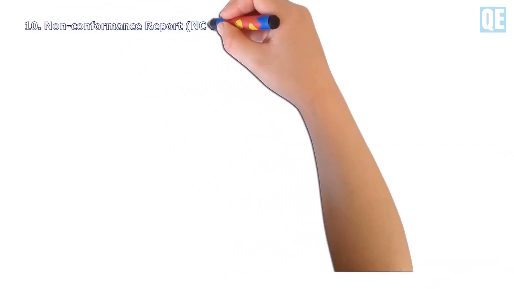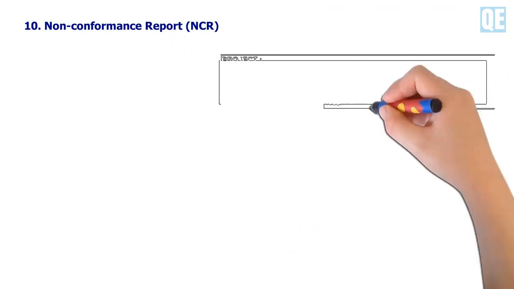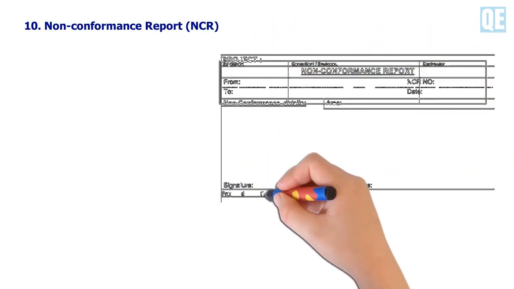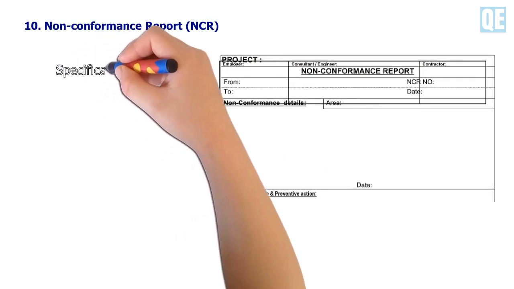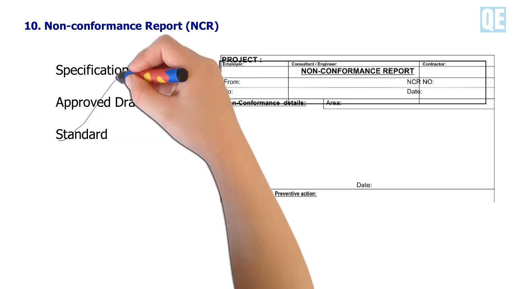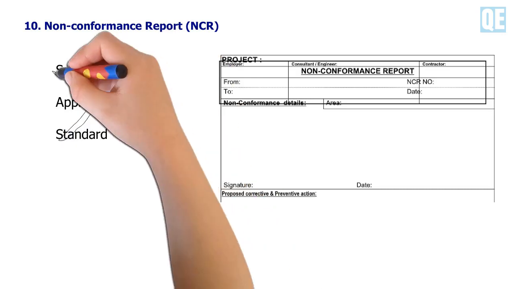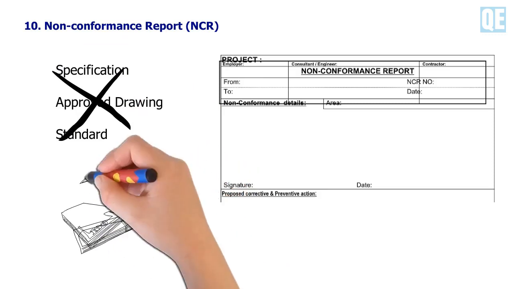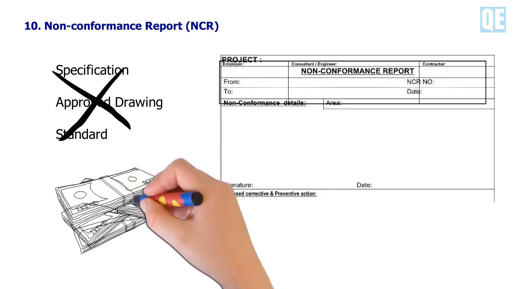10. Non-conformance report or NCR. This form will use for non-conformity noticed by the engineer and shall be issued to the contractor. Non-conformity will exist if the specification, drawing, and other standards are not followed during the execution of the project.